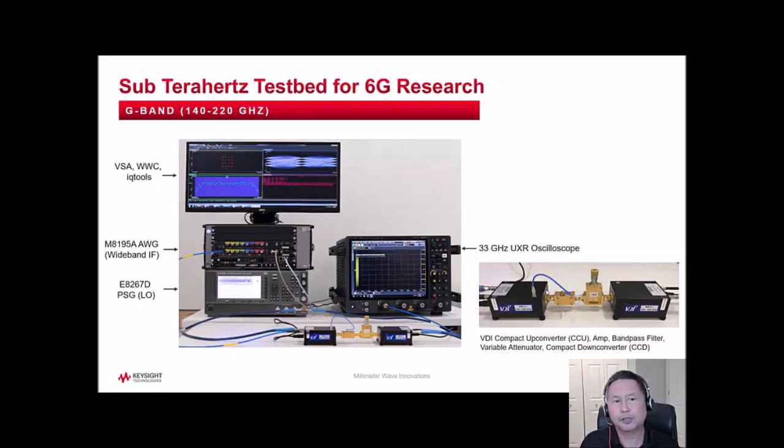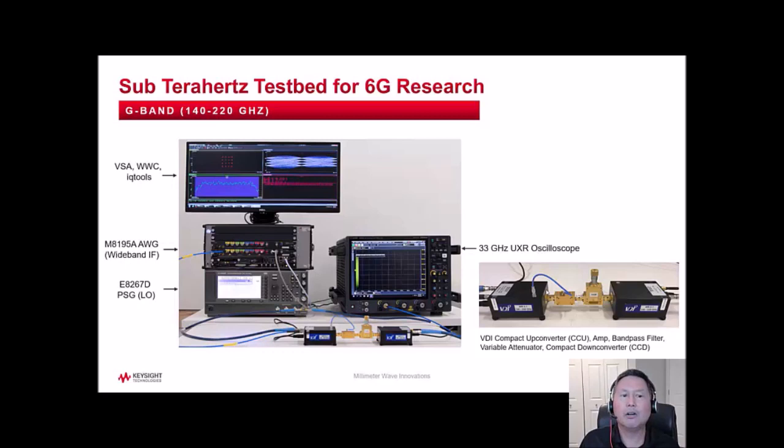Similar to the previous setup shown, an M8195 AWG generates the wideband and extreme bandwidth modulated IF signals. Typically, an IF center frequency of anywhere from 4 to 6 GHz is used to provide an IF frequency that is high enough to allow for filtering of the undesired image product after upconversion to the sub-terahertz frequency band, but low enough to achieve optimal EVM performance because of the oversampling processing gain with the M8195A's sampling rate.